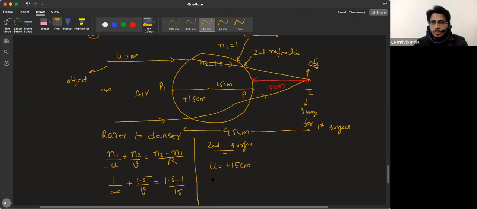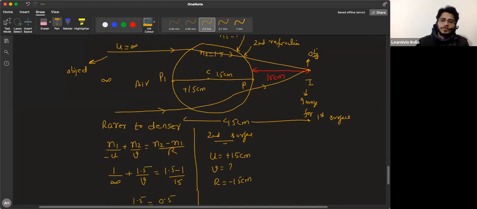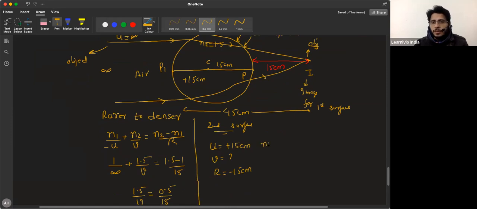The next is image distance, which is unknown. For the radius of curvature, you will move from P to C, in the direction opposite to that of light. So it's minus 15 centimeter. N1 and N2 are the same. N1 is 1, N2 is 1.5.